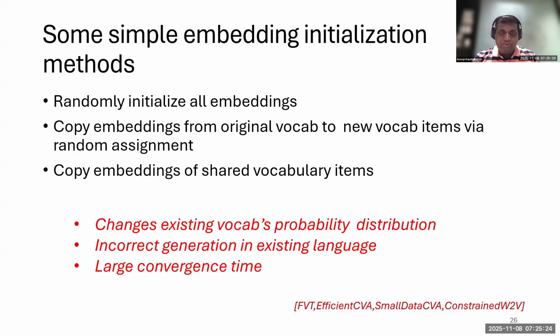Now, this is too simple and it has a set of problems. This will change the vocabulary's probability distribution, and the generation in even the existing languages would be incorrect. Moreover, when you do continued pre-training, the convergence time typically tends to be very large because you've perturbed the distribution of the embeddings a lot.